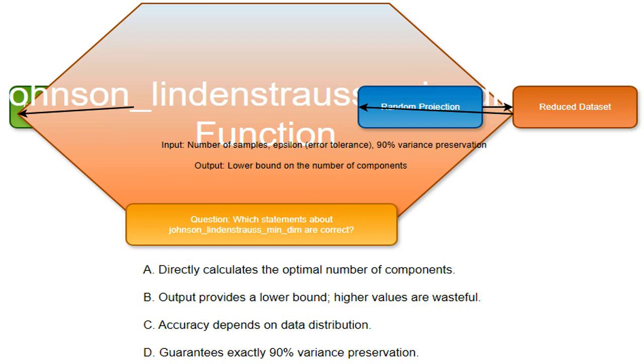This function is the heart of the matter. It's part of scikit-learn's random_projection module, which is a tool for reducing data dimensionality. The function's input includes the number of data points and a parameter, epsilon, that controls the acceptable error in preserving the distances between data points. Its output is a lower bound, not an exact number, for the number of dimensions you need.